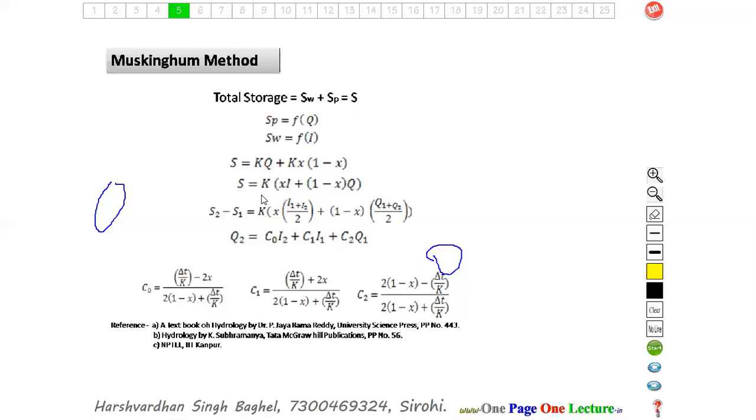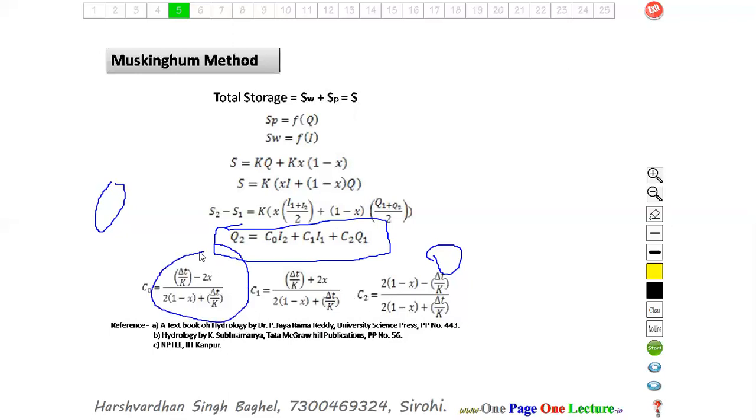So applying for the 2 points, taking delta t as the time interval, we calculate the storage S1 and S2, I1 and I2, and Q1 and Q2 for a time interval of delta t. We can rearrange the equation by using the above two equations. Q2 is the unknown quantity. Finally we will get the Muskingum equation, that is C0 I2, C1 I1, and C2 Q1, where C0, C1, and C2 are constants whose values are these.